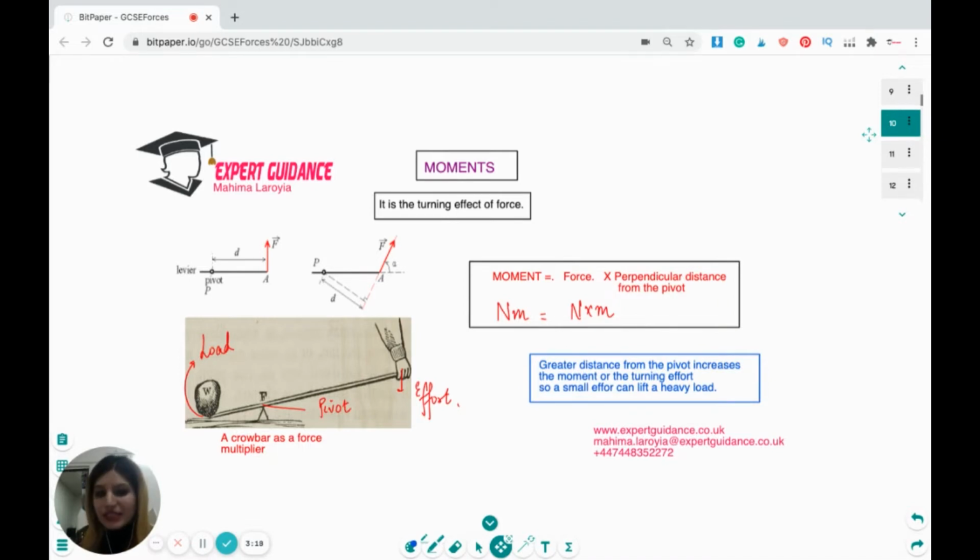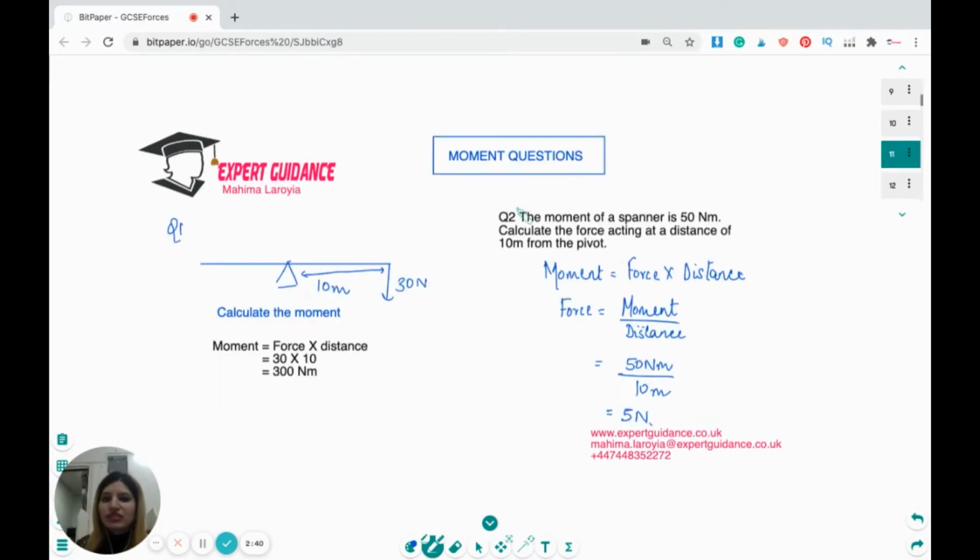Okay, now greater the distance from the pivot, for example, if you have a long axe, the moment or the turning effect will be greater. So just increasing the distance from the pivot can increase the moment, and it can help to lift a heavy load. So if you see this example of a crowbar, the pivot is here and we increase the distance from the pivot. So the effort is at a greater distance, so that it increases the moment so it can lift a heavy load.